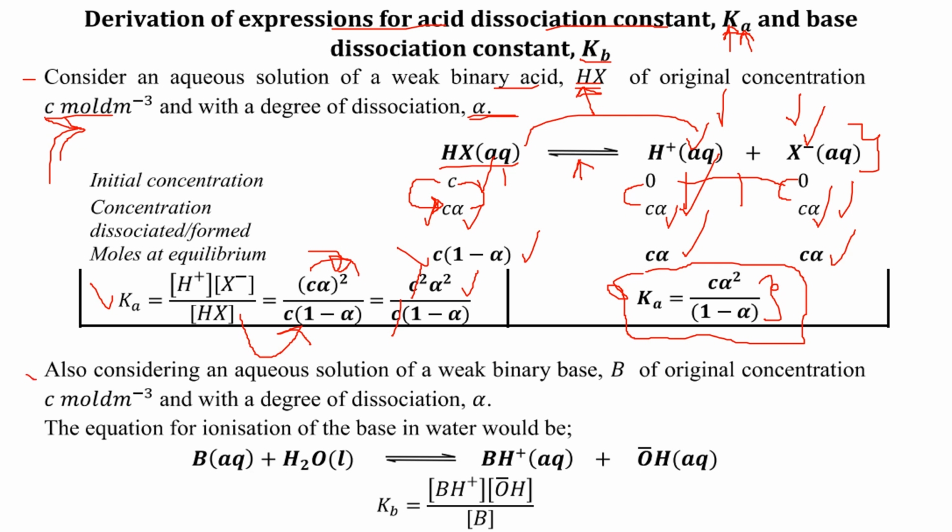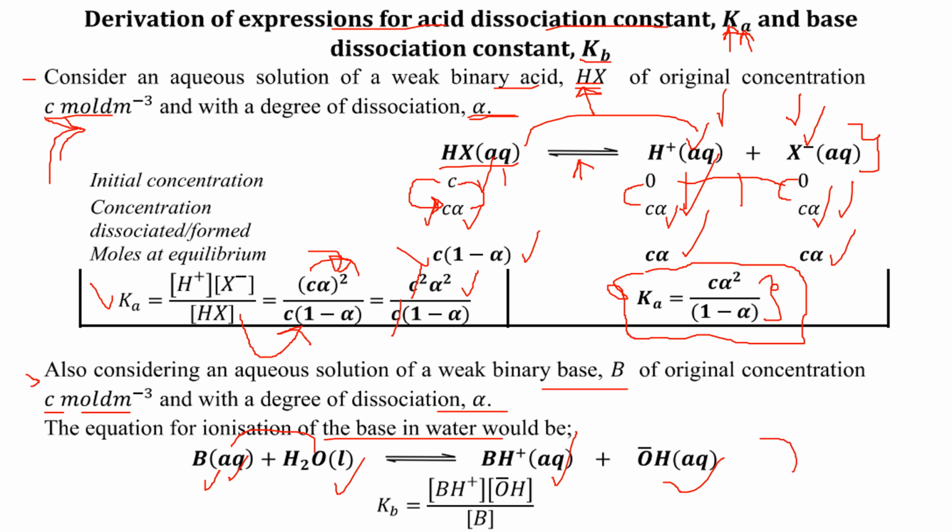Now we proceed, also considering an aqueous solution of a weak binary base B of original concentration C in moles per decimeter cubed with a degree of dissociation alpha. Then the equation is going to be the following. Remember that for bases, Bronsted said that they must receive a proton when they're in solution. And usually they receive a proton from water. So if you are told you're having a base B, which is aqueous in nature, you react it with water. Water donates a proton to it. And then we form an aqueous salt and then the hydroxyl ions.